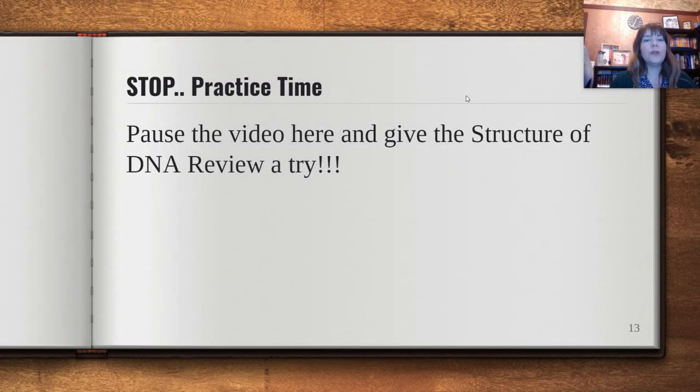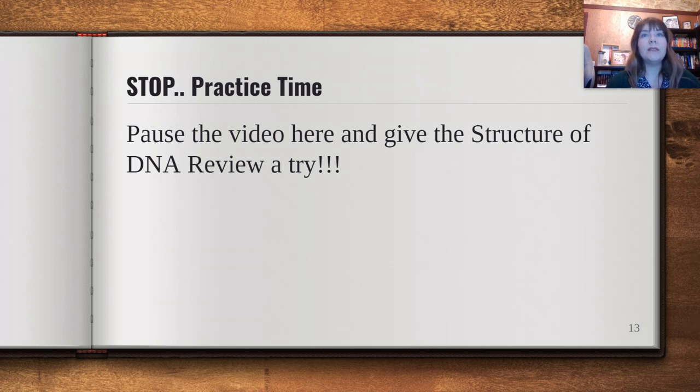Now, what I want you to do is stop and practice time. There is a structure of DNA review in your notes. At this point, pause the video and try these little practices, okay? There's a label the diagram below and label a single phosphate and all that. If you're stuck, you can see up above the little hexagons, okay? Those are your sugars, and the little circles are your phosphates.